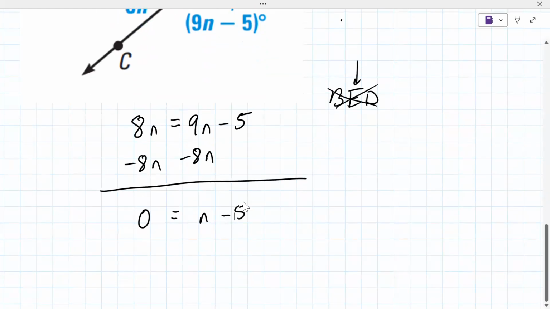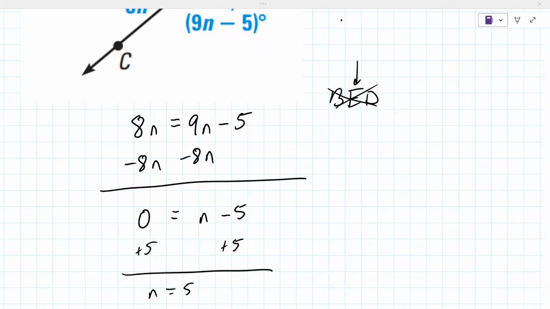And then how do you undo subtraction by 5? Adding by 5. So your final answer is n equals 5. Okay. Now, it is not the case that you always get variables on both sides.